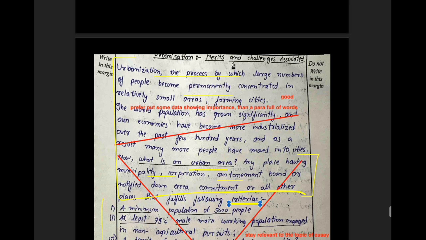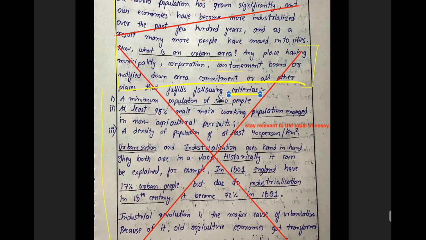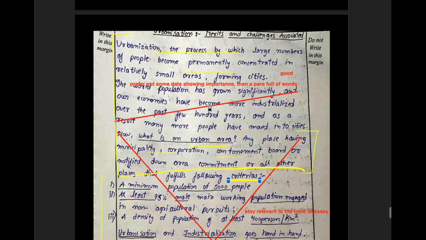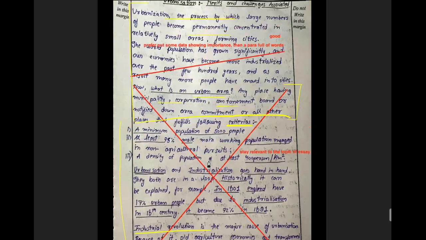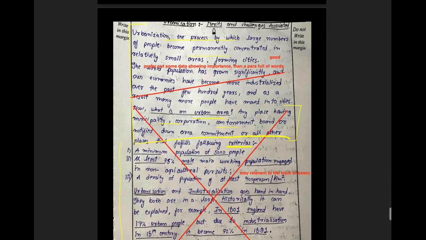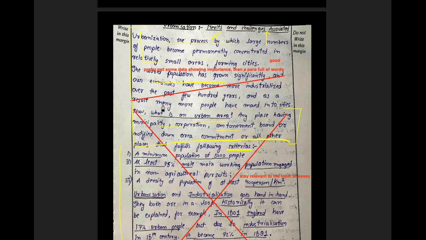I mean, topic is urbanization, merit and challenges associated. He is talking about cantonment board and what is a criteria for a notified town area committee. I mean, how is this relevant? He is talking about urbanization, industrialization, industrial revolution. I mean, what the heck? What is the topic? Topic is merit, topic is challenge. You write an intro of urbanization, you go into merits, you write 1.5 pages of merit, you write 1.5 pages of challenges, and you write a conclusion.